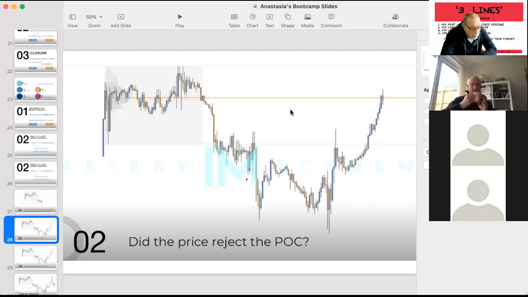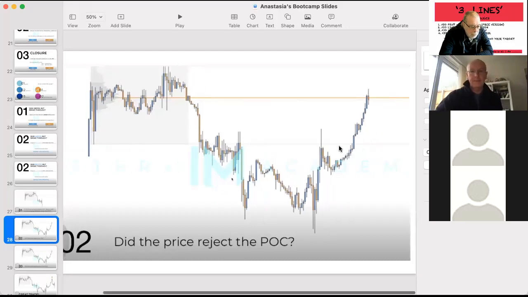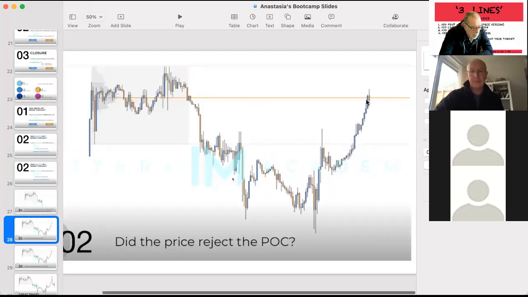Oh, I know what she's talking about. She's talking about this one here. This is the example we've just been looking at, and it continued to go down. In fact, it went a long way down eventually, and then it went back up to the POC, which is the theory of the volume profile. The POC acts as a magnet, and so it's attracted price back. And what she's saying, did price reject? Yes, it did reject. It went through it and then it came back.